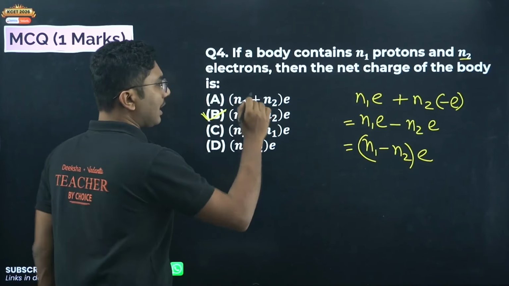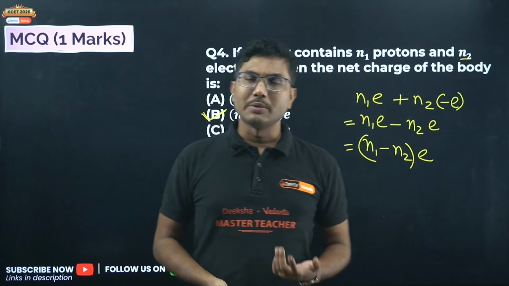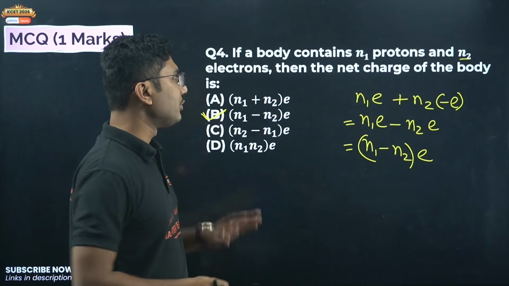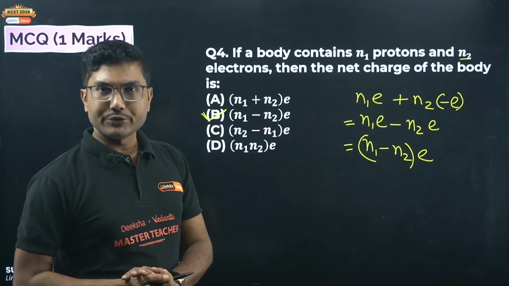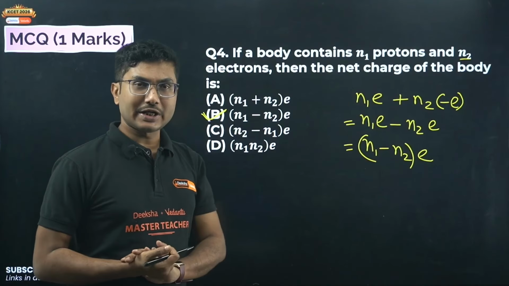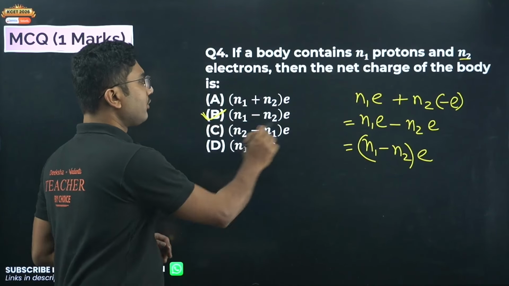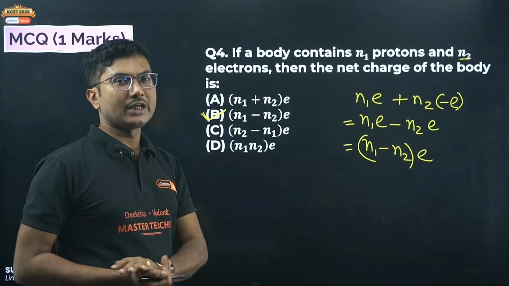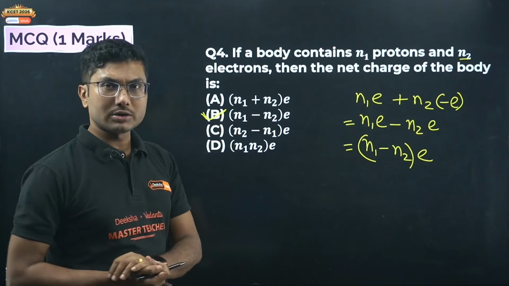Now if n1 is bigger, then the charge will be positive. If n1 is smaller, then the charge will be negative. As simple as that. We do not need to know which one is bigger and which one is smaller to calculate the net charge. So this is the formula, this is the way you should solve this kind of question. This is a little tricky question, can be considered a HOTS question.